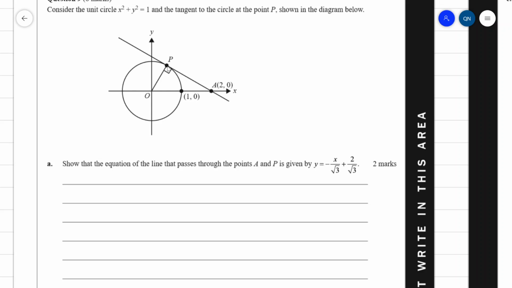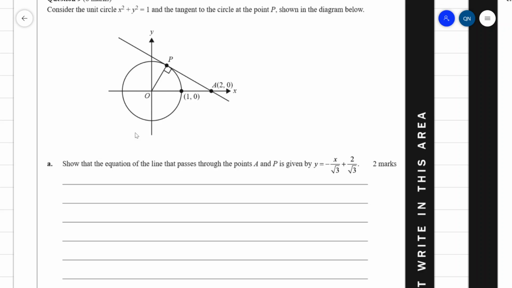First of all, let's try to figure out that point P there. That might be a good start. So how can we do that? First of all, we know it's on the unit circle. We just have to figure out maybe what angle it's at. That might help. We also know there's a right angle right over there, so that's also going to help.